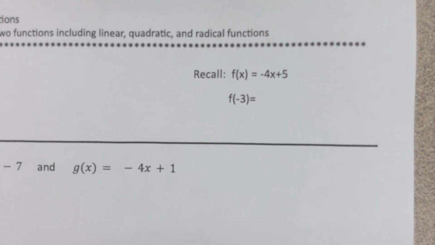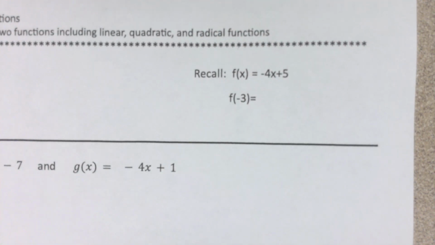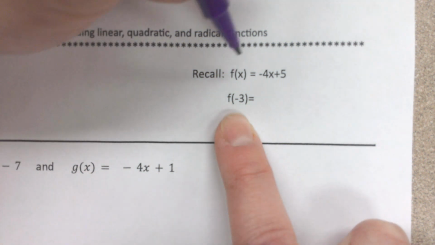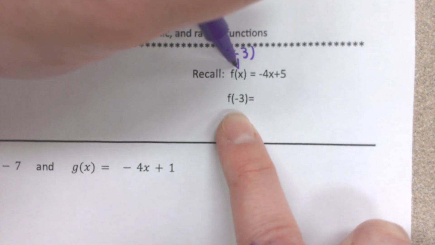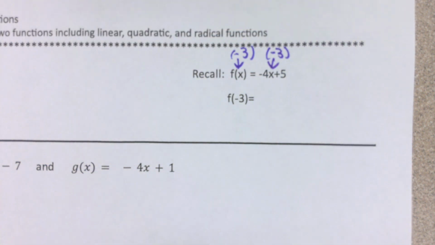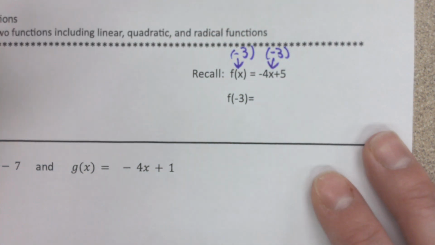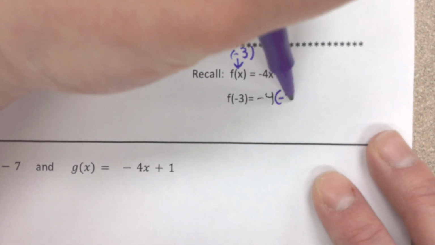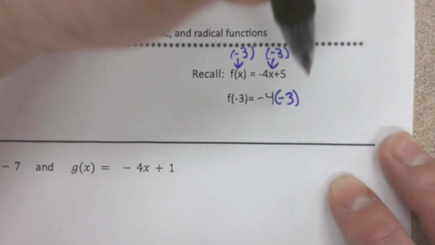Before I get started, just a quick review. If you did the homework, or have been doing the homework, and it makes sense, this will be a piece of cake. f of x equals negative 4x plus 5, and it's asking us to find f of negative 3. So that means that negative 3 goes in x's spot, in any of the x's that are there. So we have negative 4 times negative 3 plus 5.